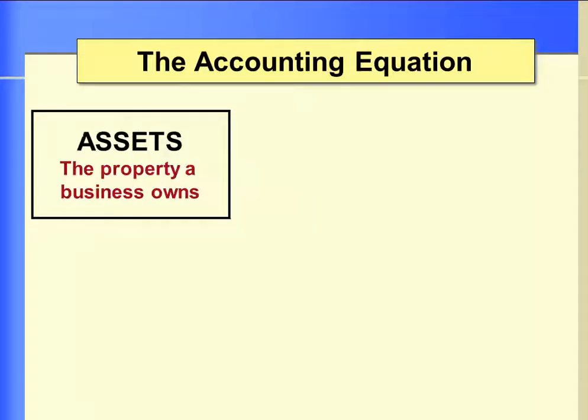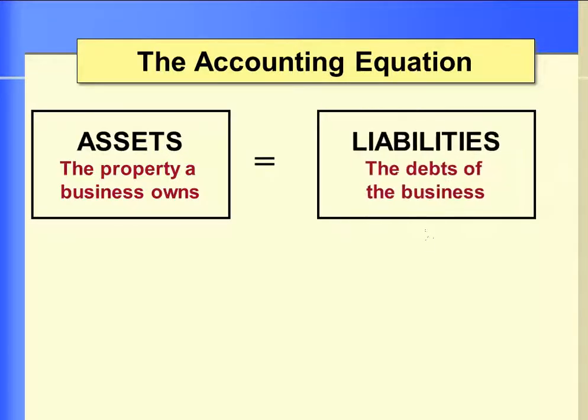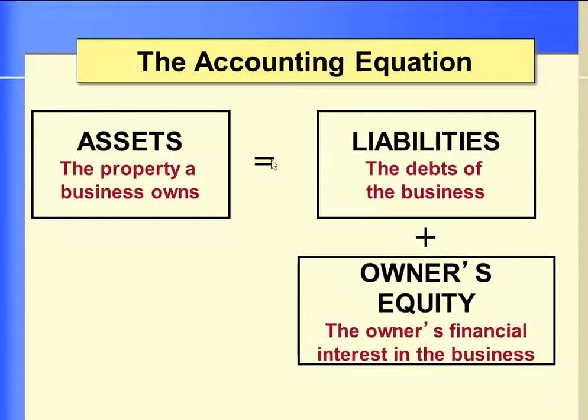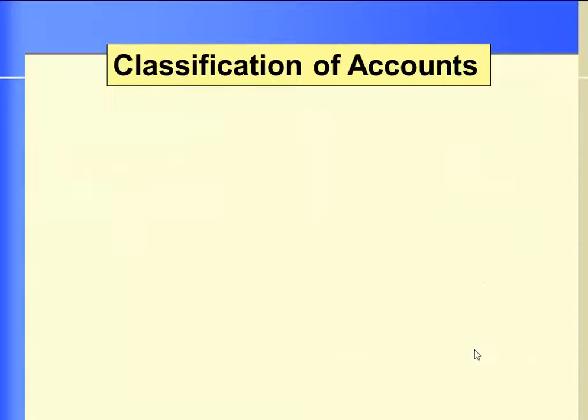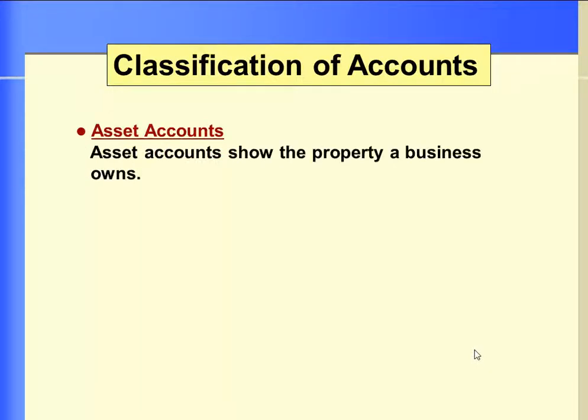So the accounting equation. Assets are the property a business owns. We went over this a little bit in the prior slide. Assets equals liabilities plus owner's equity. So the total of assets will always equal the total of liabilities and owner's equity. Asset accounts show the property a business owns. This can be cash, accounts receivable, supplies, prepaid rent, prepaid anything, and other assets, as we'll see more classifications as we read more chapters.